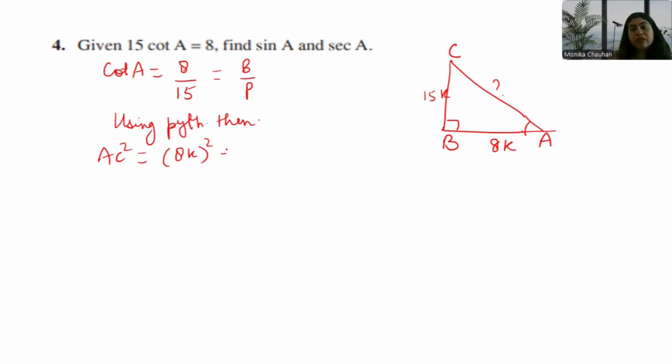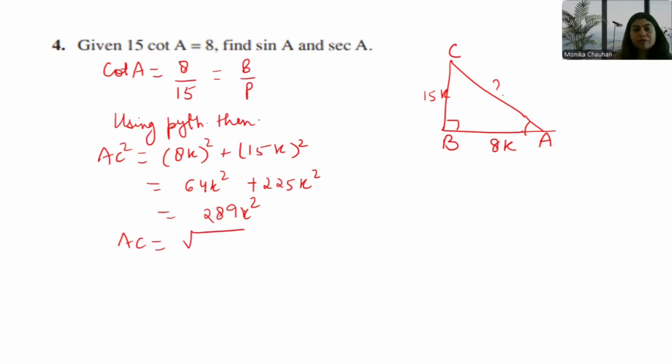8K square plus 15K square, which is how much? 64K square plus 225K square, 15 square is this. Now add both of them: 4 plus 5, 9; 6 plus 2, 8; 289K square. So AC is equal to the square root of 289K square. So it is 17K. That means AC is 17K.